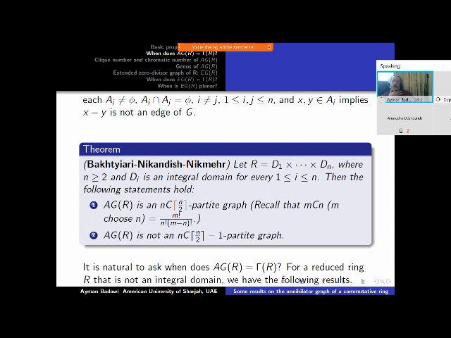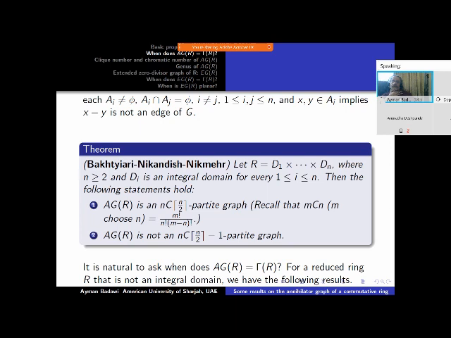3 over 2, and then you take the ceiling. So that will be 1 maybe, or 2. 2. It will be 3 choose 2. 3 choose 2, which is what? 3. That will be a 3-partite graph.